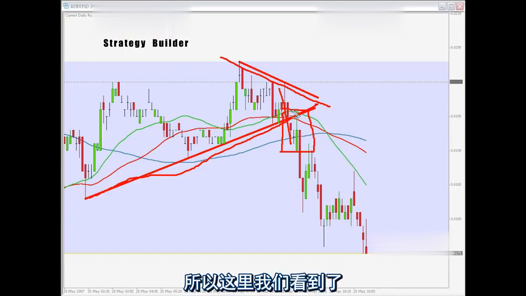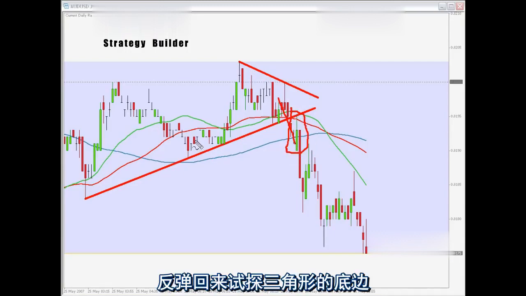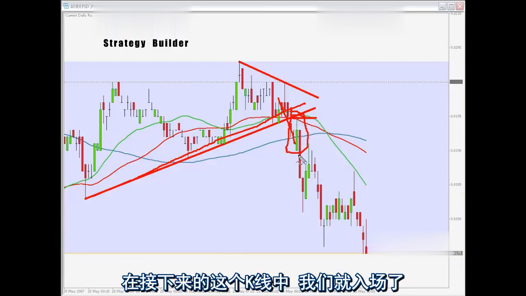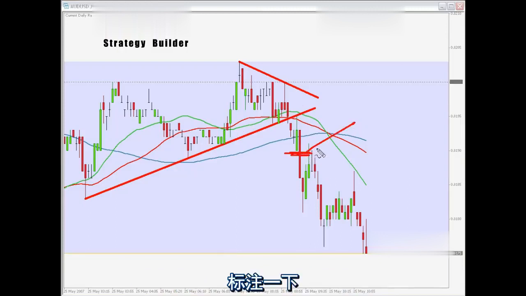We see that we have the breakout, the pullback with that 1-bar pullback, the green bar, you see, retesting the bottom of this triangle, of this uptrend line right there. You see that? And in the bar immediately after, we trigger the short entry right there. You see that? That will be our entry. Let me mark that right there. Okay.